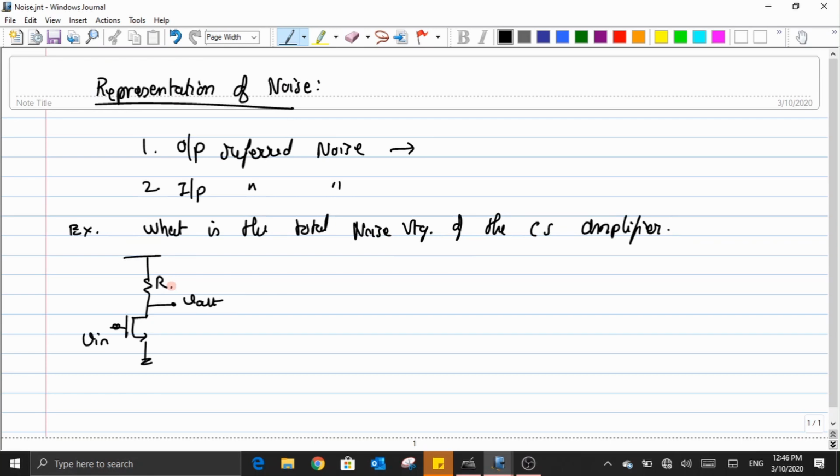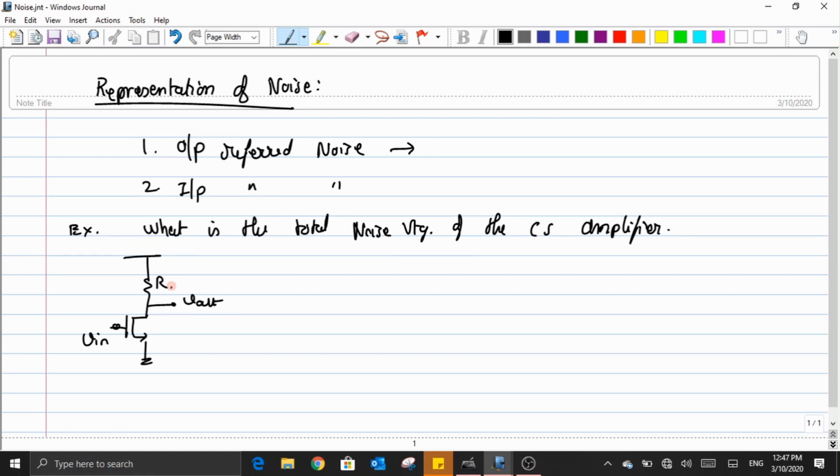Yes, R has some noise. What type of noise does this resistance have? Thermal noise, right? And what about the MOSFET? What are the noise components that are there? Does the R naught contribute to noise?